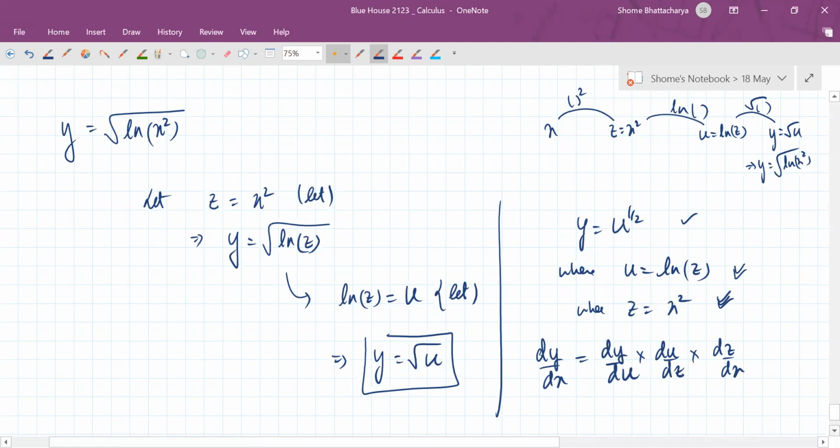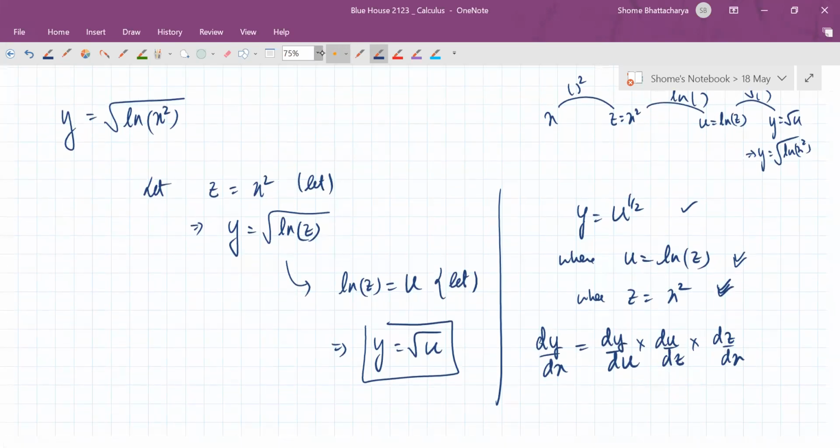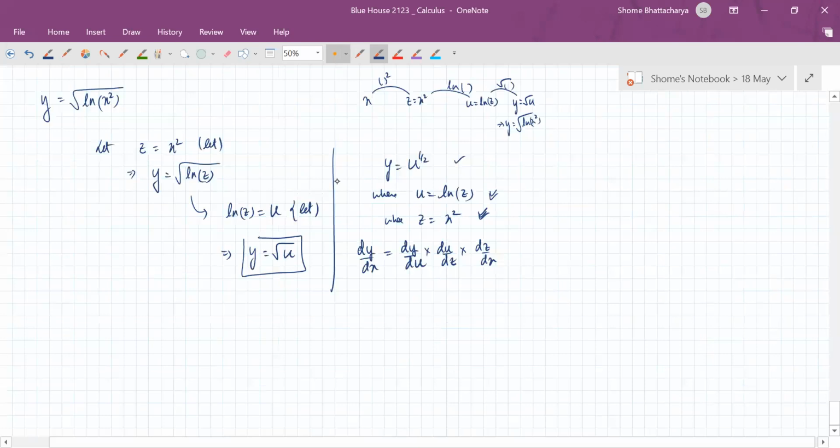Now one extra variable is there, and rest is then just algebra. So we'll just apply this. So dy by dx is differentiation of u to the power half with respect to u, multiplied by differentiation of ln z with respect to z, multiplied with differentiation of x square with respect to x. We're just substituting these here.